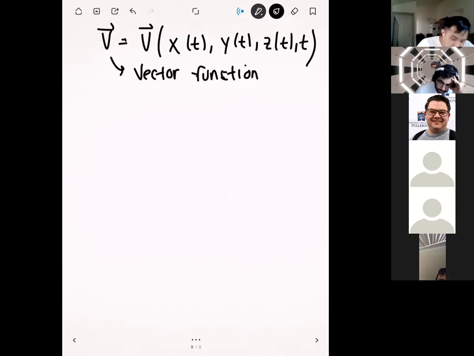We can say that the velocity depends on x, y, and z, but x, y, and z themselves are also functions of time. And then the velocity itself also depends on time. And so we want to compute the acceleration.